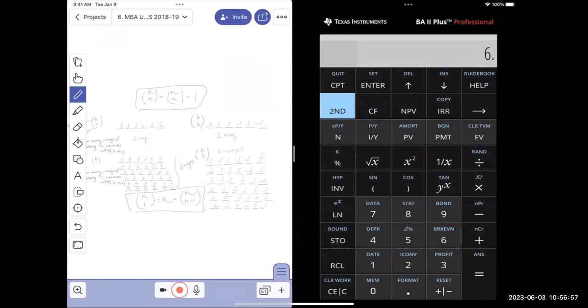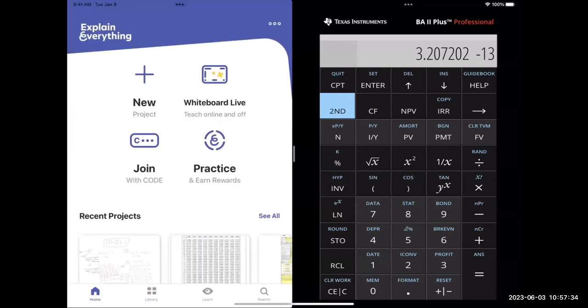So if I want to enter this: 100, second function NCR 0, times 0.25 to the power 0, times 0.75 to the power 100. You should be able to do that to get this answer, which is what I have on the notes. I'll just show you this.